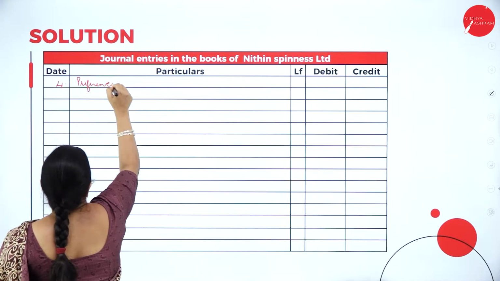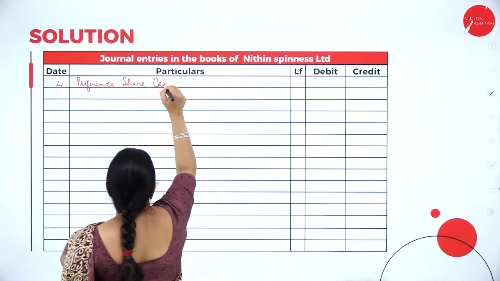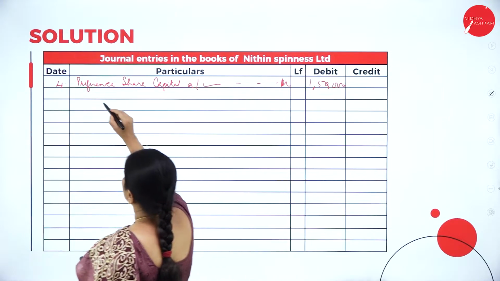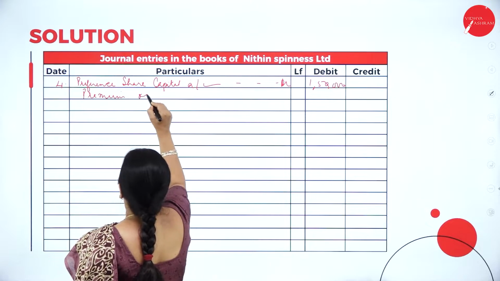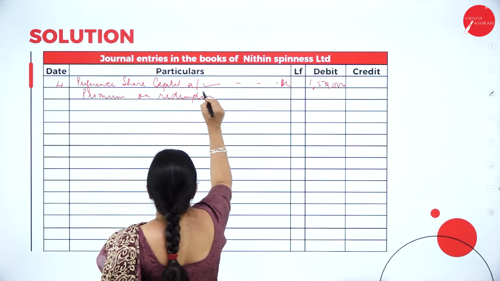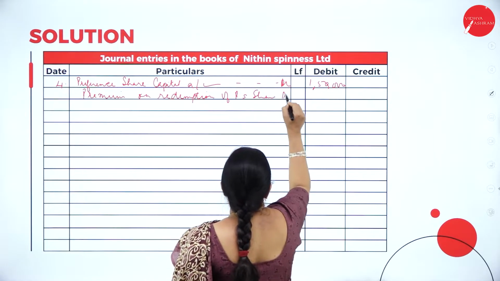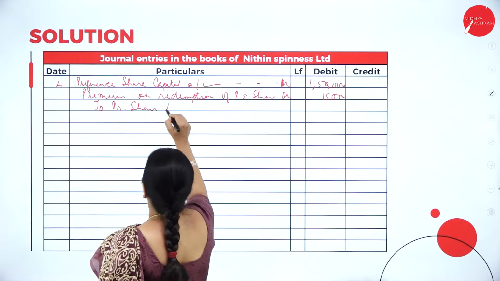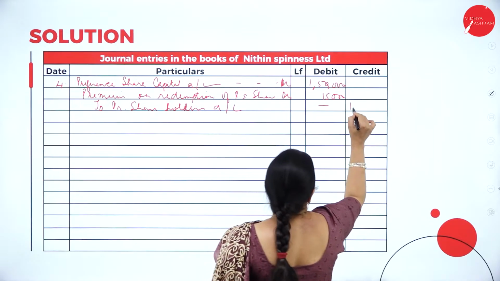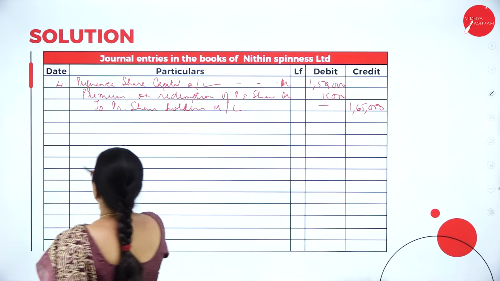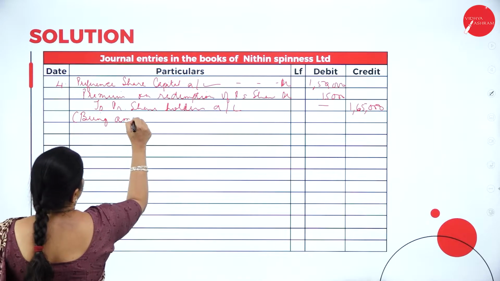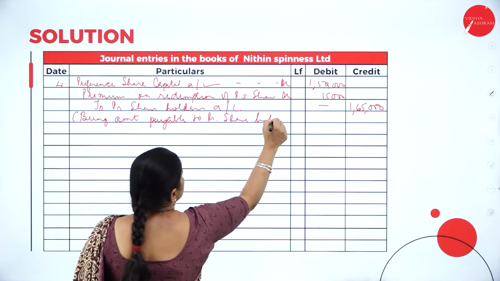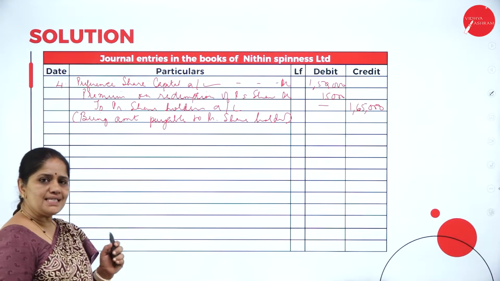Preference share capital account debtor 1,50,000, then premium on redemption of preference shares debtor 15,000 to preference shareholders account 1,65,000, being amount payable to preference shareholders. So this is the money which is due to the preference shareholders.